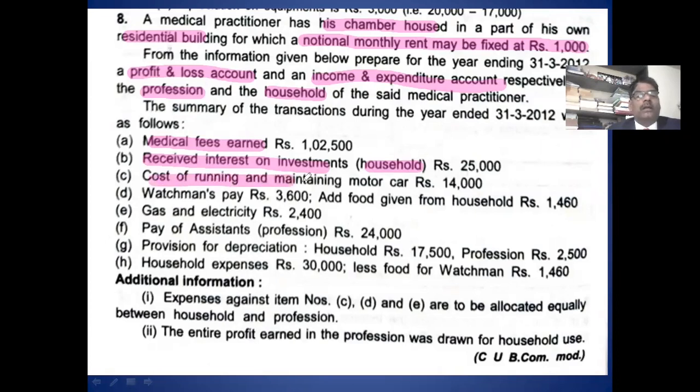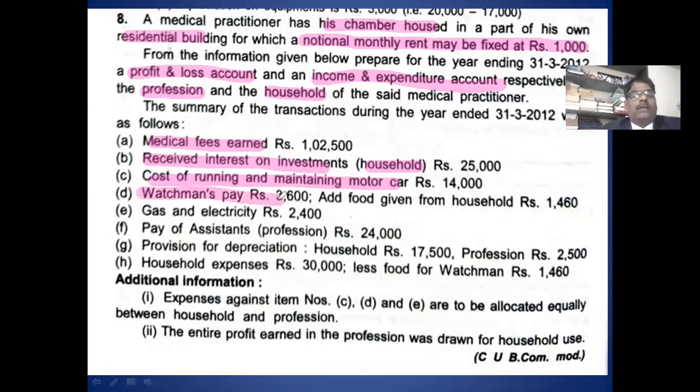Cost of running and maintenance of motor car. Motor car expense, it is the common expense. Okay, the doctor's motor car, and this is a common expense because the car may be used for his professional work and also for household work. So you have to take this item according to given instruction.